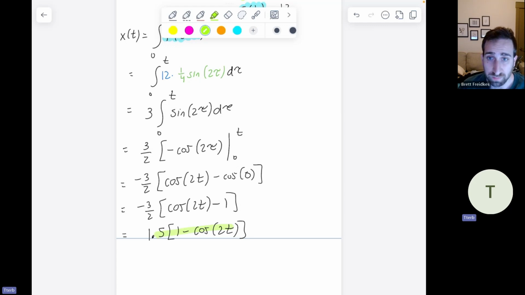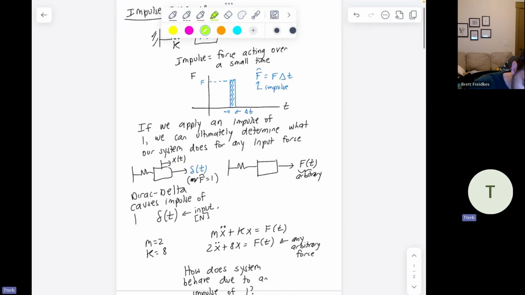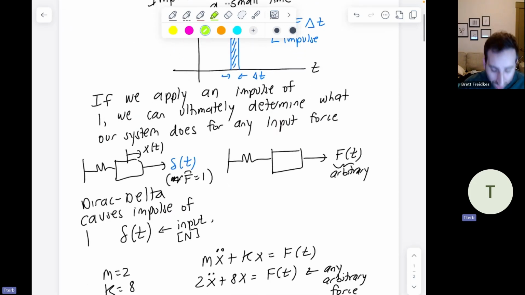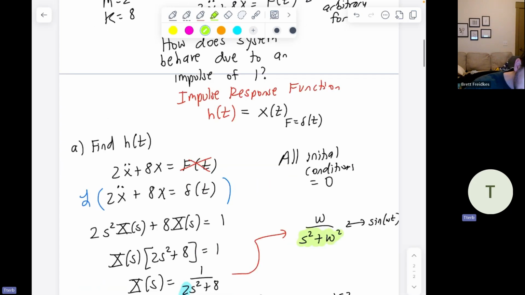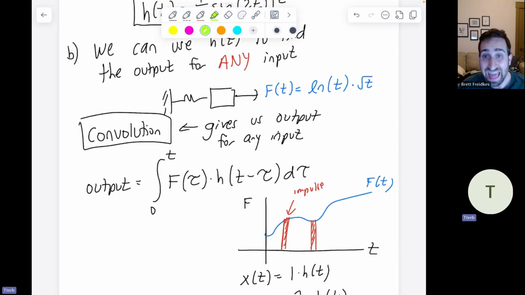So again, to summarize, the idea is if you find the impulse response of the system, which is the specific output when the input is the Dirac-Delta function that causes an impulse of 1, we can use that h of t with convolution to find the output to any input force. Very powerful, because if I know ahead of time what my system is going to be exposed to, I can design for how it's going to behave.